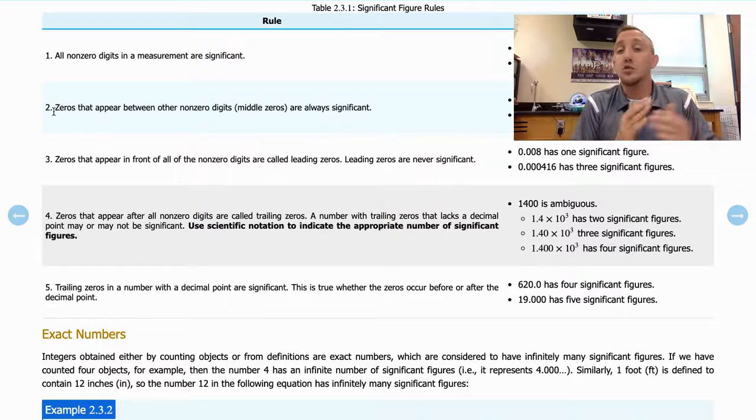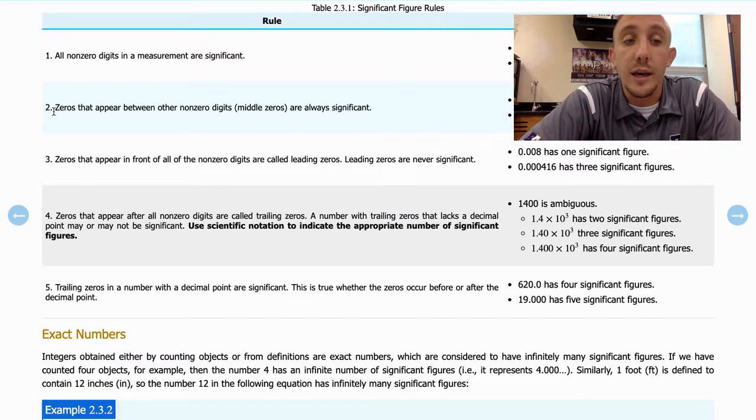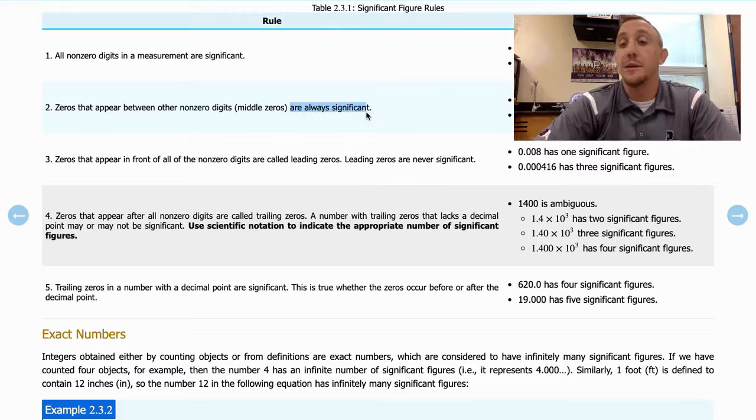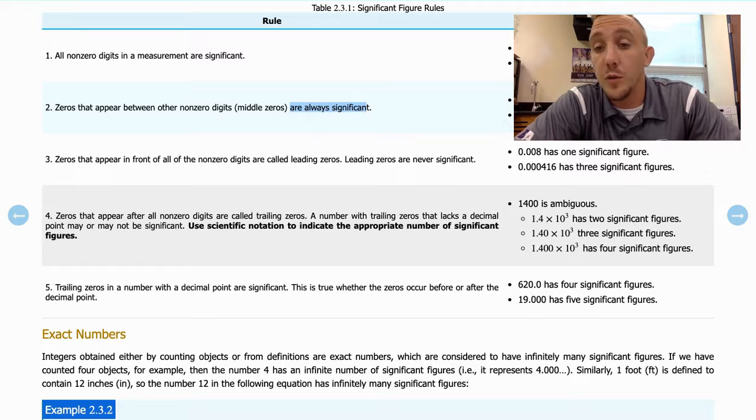When we start having trouble is actually when we start talking about zeros. The zeros are what the rules that you have to figure out when they apply and when they don't. Okay, so rule number 2, zeros that appear between 2 non-zero digits, so they're in the middle, they are always significant.